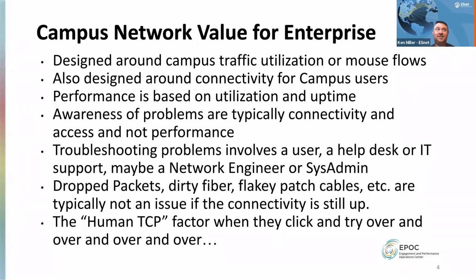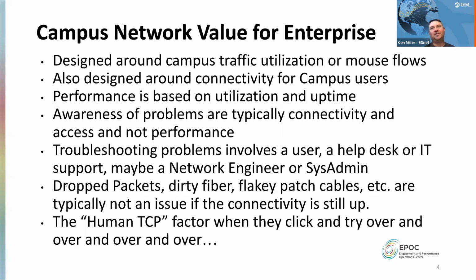Performance is based on utilization and, a lot of times, uptime and availability of the network, not so much the performance of the actual network. That is an indicator of the operational state, not necessarily the actual performance. The awareness of the problems is about connectivity, whether they have access or not, really not about performance. It's, oh, I can't get to this. It's usually not, it's slow. It's either up or down, because the network's almost like a utility, and an enterprise network either works or it doesn't.